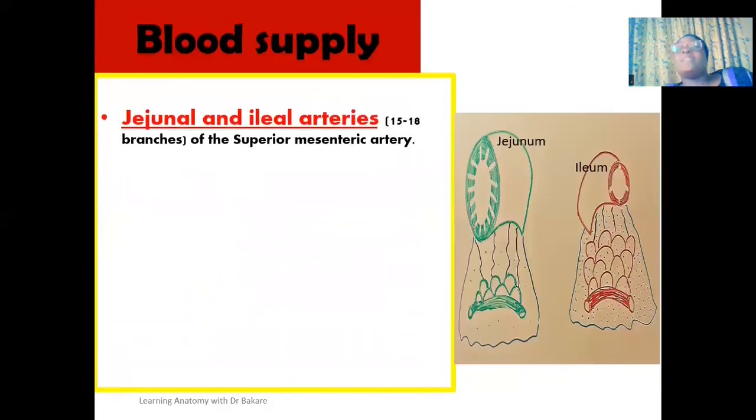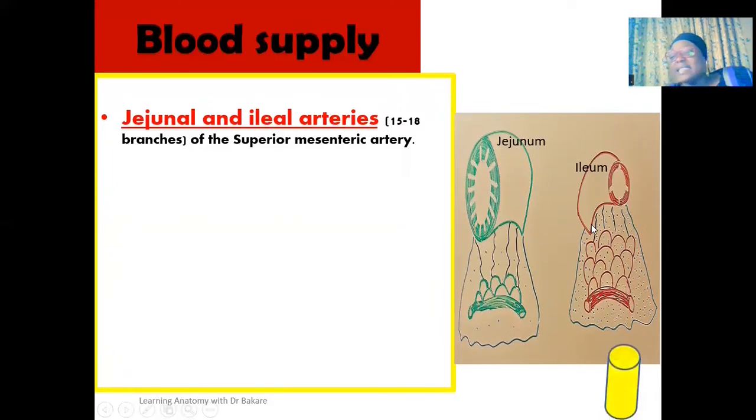Blood supply. The blood supply of the jejunum and the ileum is from the superior mesenteric artery. These organs are organs of the midgut, and we know that the organs that are developed from the midgut are supplied by branches from the superior mesenteric artery. The superior mesenteric artery is a branch of the abdominal aorta.